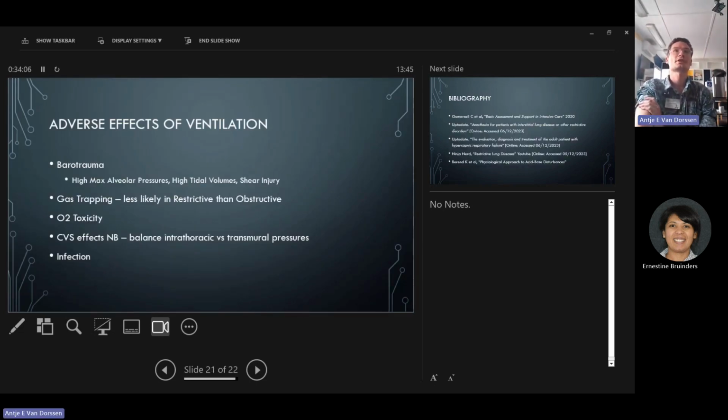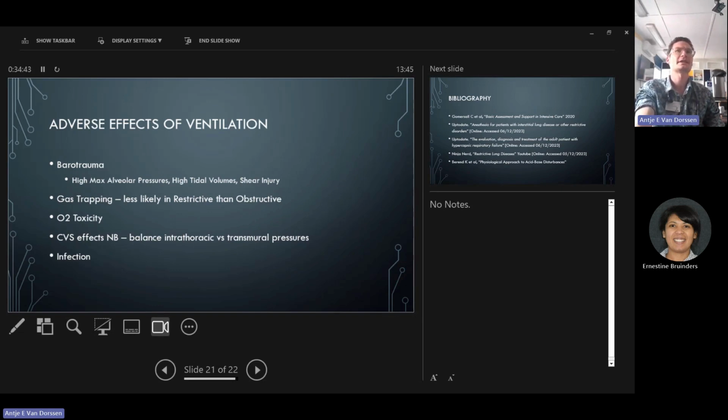So just going on to some adverse effects. This is near the end now, but barotrauma is important to understand. It's a consequence of high maximum alveolar pressures, high tidal volumes, and then shear injury. These alveoli fall flat on themselves every time you breathe. You breathe out and they collapse, and then you open them again and they pop open, and they fall flat and pop open. That shear injury can cause pneumothoraces, and even if it doesn't cause a pneumothorax, it still causes damage and inflammation at the alveolar level, which can worsen your ARDS.